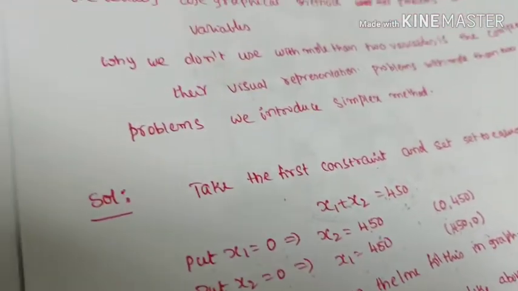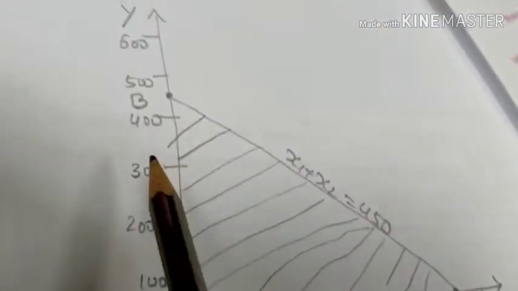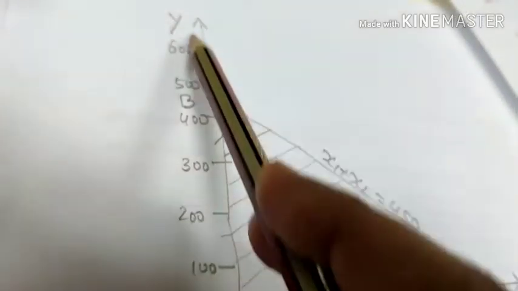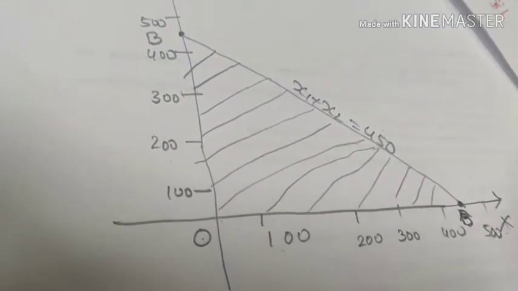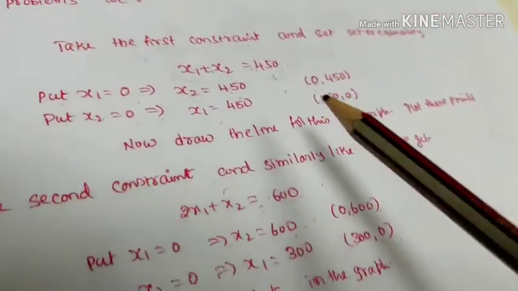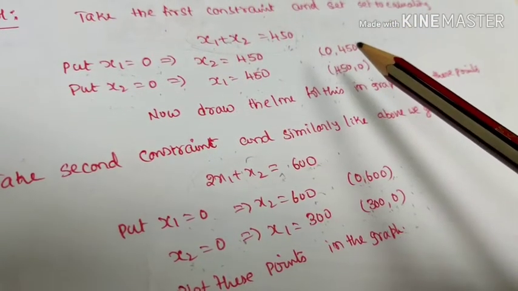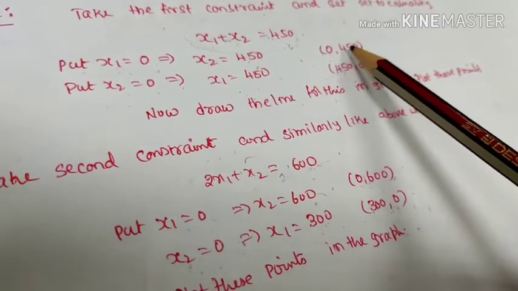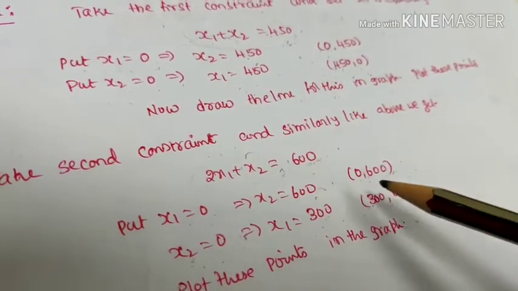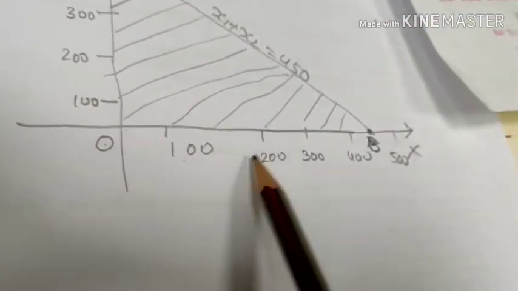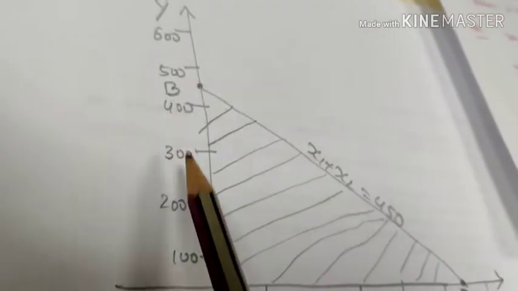So now how to draw the graph? As I told you, take the x-axis and y-axis, and this is the origin, and take the scale according to your points. You can choose any scale, with a difference of 50, 10, 100, depending on the points. So here 0, 450, 450, 0, 600, 300. These are the points, I took a scale with a difference of 100. So 100, 200 up to 500, and also here.